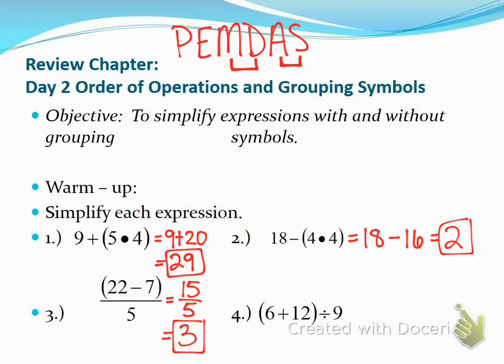All right, number 4, I need to start again in my parentheses. 6 plus 12? 18 divided by 9. Anybody? 2. Good.